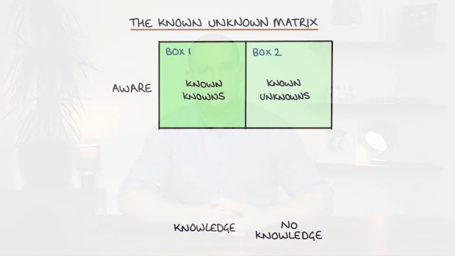So let's talk about how we move things between boxes. Firstly, let's start by talking about box 2, the known unknowns box. Most of the How to Learn Medicine content on this page and in the YouTube channel is focused on getting things from box 2 to box 1.